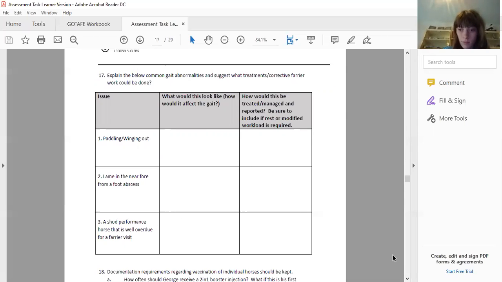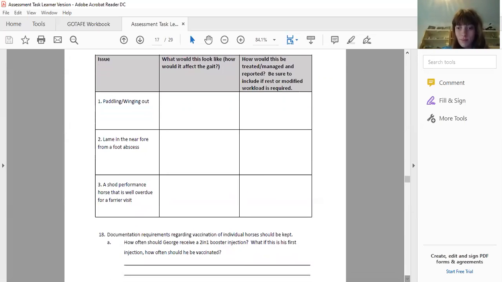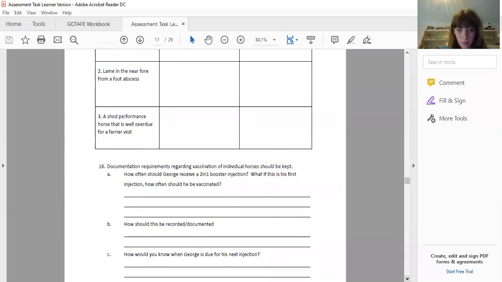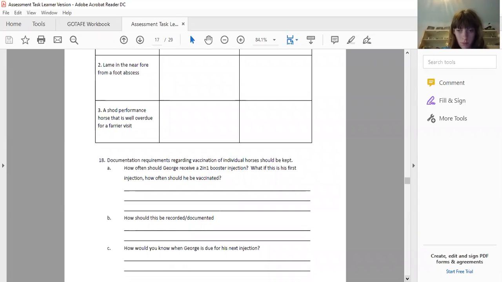So what would that look like with regards to their movement and the hoof? And then again, how could you manage and report that one? 18 looks at documentation with regards to vaccination.